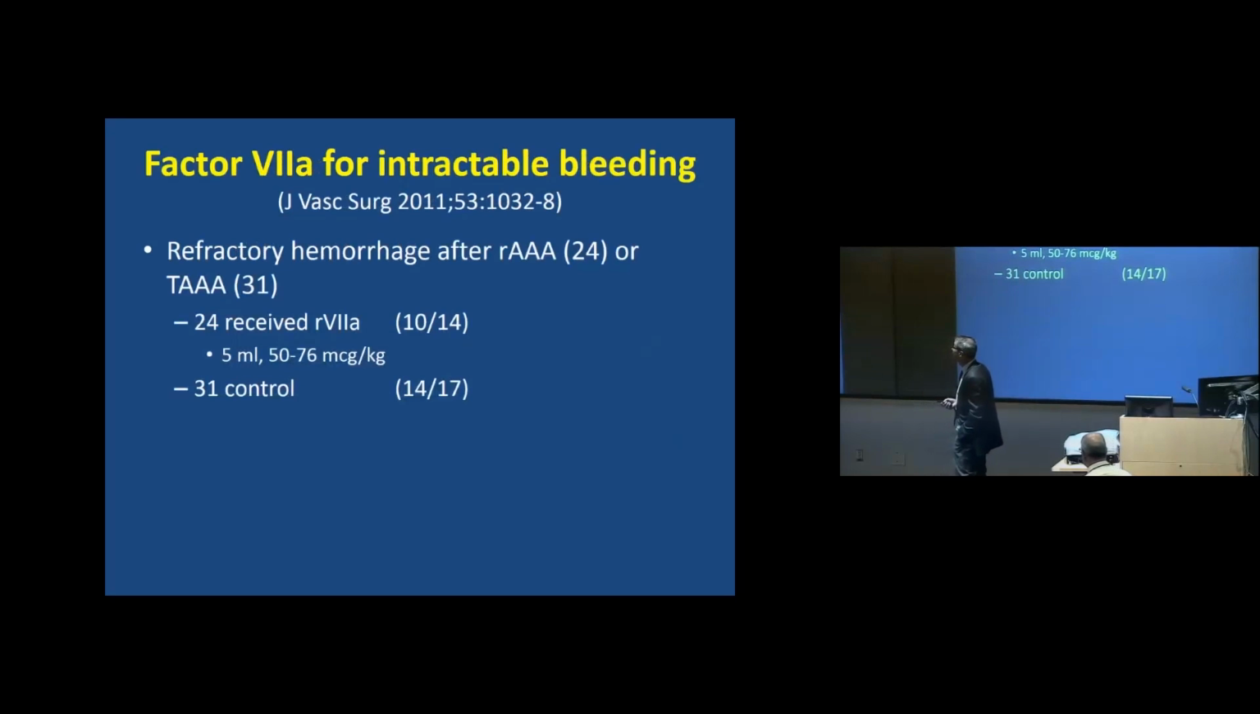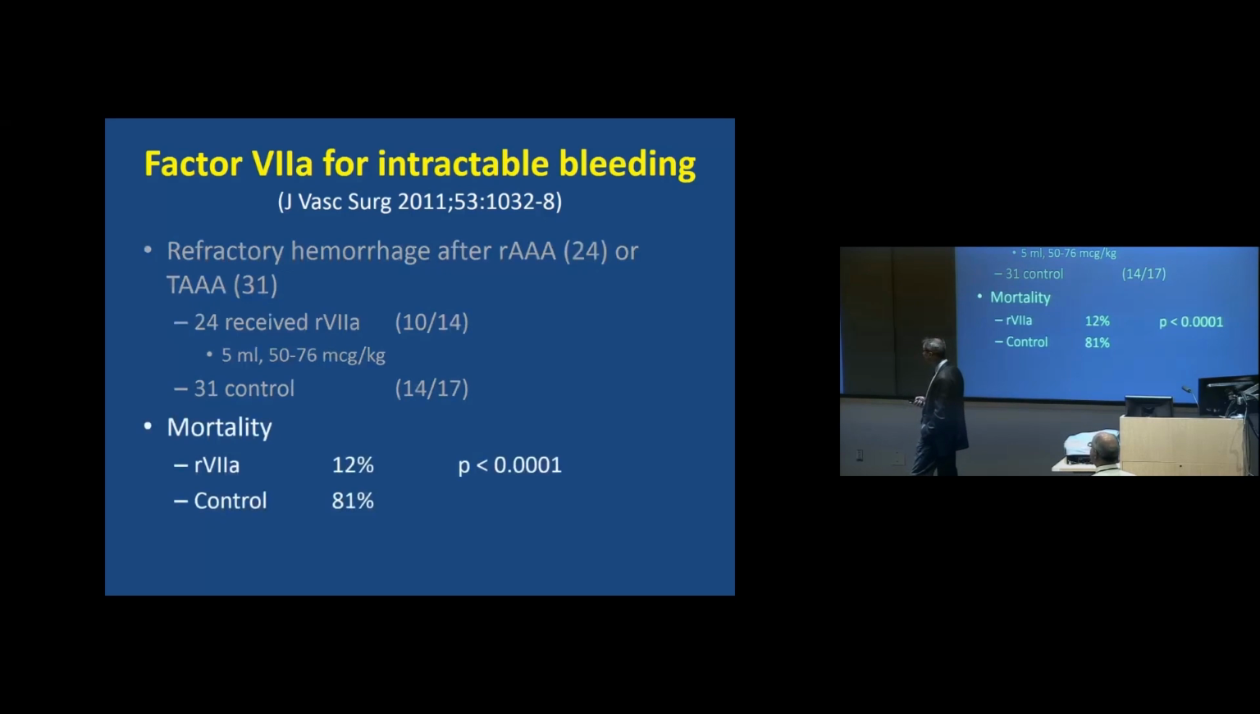Activated factor 7 for intractable bleeding is something that's been looked at also. This is a study looking at patients who had refractory hemorrhage either after ruptured aortic aneurysm repair or elective repair of thoracoabdominal aortic aneurysms. About half the patients received recombinant activated factor 7, and then they had control patients. And they found the mortality was substantially reduced with the use of recombinant activated factor 7 for intractable bleeding. So that's another adjunct that can be considered in the management of the patient with ruptured aortic aneurysm.